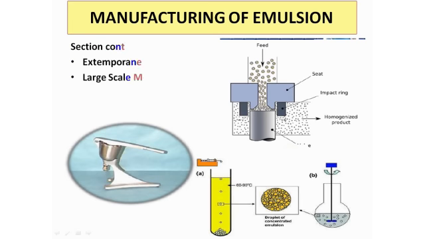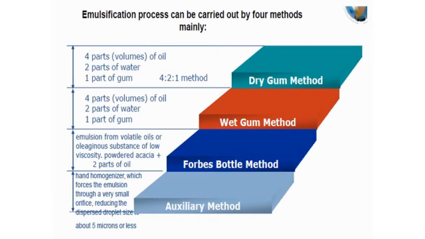In this section we have two things. Number one, the extemporaneous method, and the next one, the large scale method for production of emulsion. The large scale method is also known as the scaling up of the techniques for production of the emulsion. We know that emulsions are prepared by either the dry gum method, wet gum method, or Forbes bottle method, and sometimes you can also use the auxiliary method.